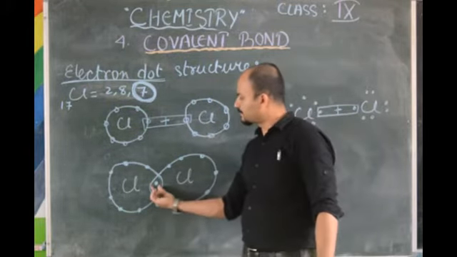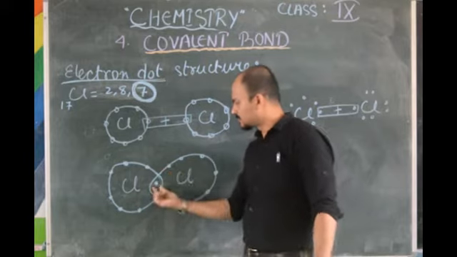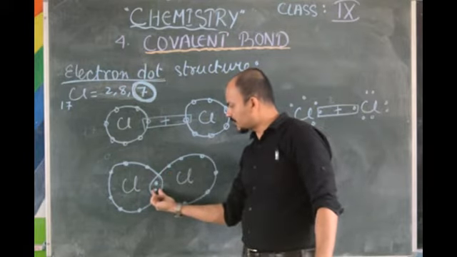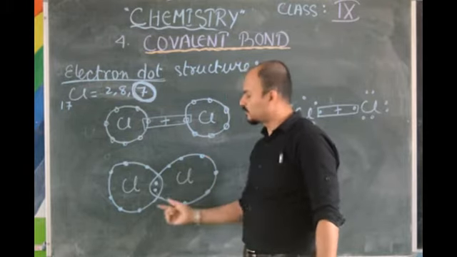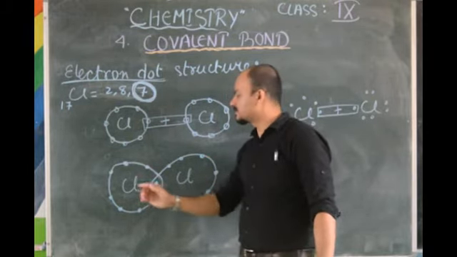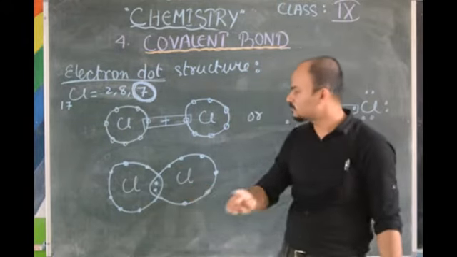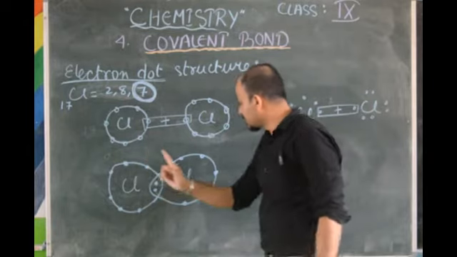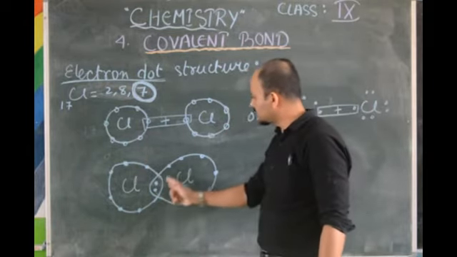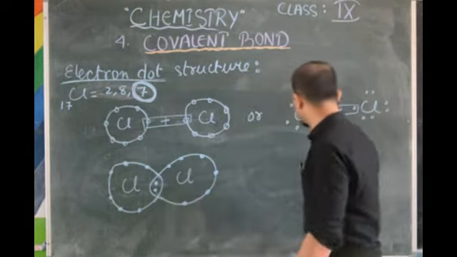Now, these two are present, please remember this part. These two electrons are present within this circle as well as within this circle. What does it mean? It means that they are being shared between this chlorine and this chlorine. Now you can count it. 6 electrons here, 7, 8 for this chlorine, and for this chlorine, 6 electrons here, 7, 8. Now its octet is complete.